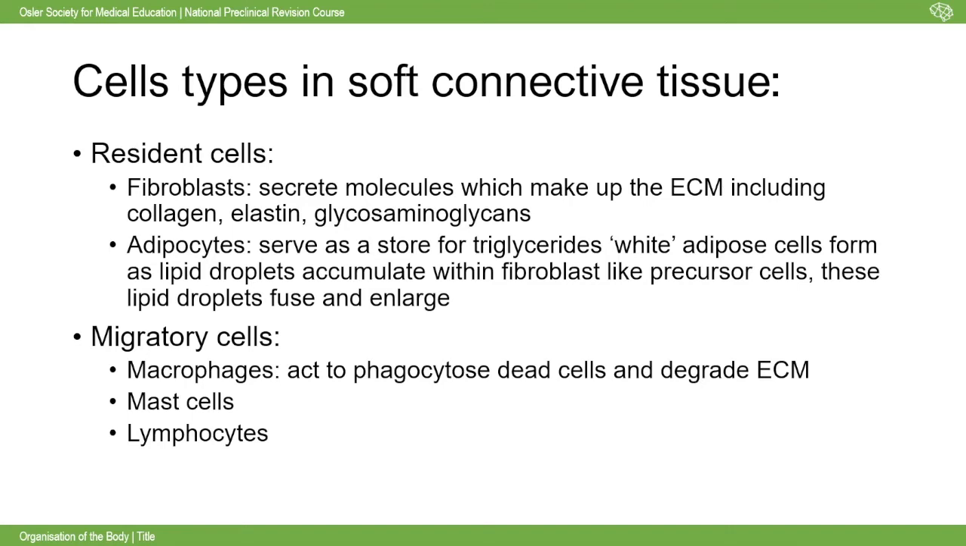So you also, however, have migratory cells in the connective tissue. This includes macrophages, which will phagocytose dead cells and degrade ECM, but also mast cells and lymphocytes, which are involved in inflammation and adaptive immune responses, respectively.